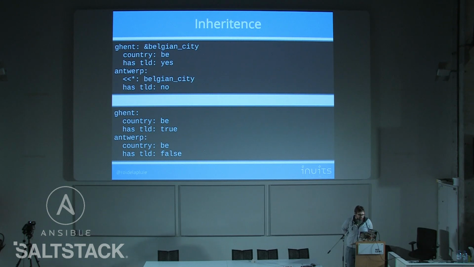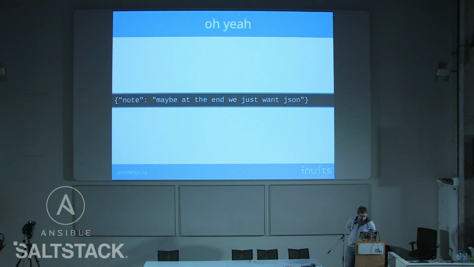And then you can decide to just do inheritance, so that Ghent is a country in Belgium, it has a TLD, but Antwerp doesn't. But so we take the map of Antwerp and we just override this as TLD. And at the end, you have the resulting map at the bottom.